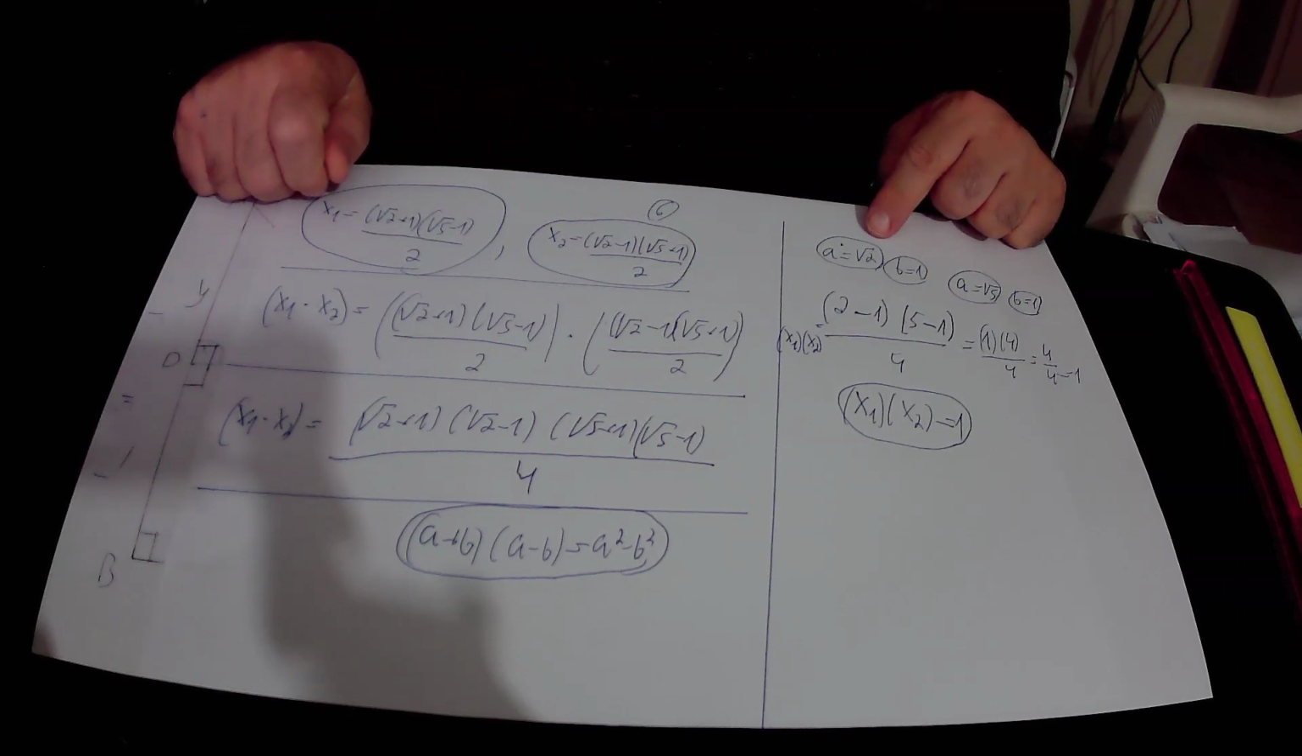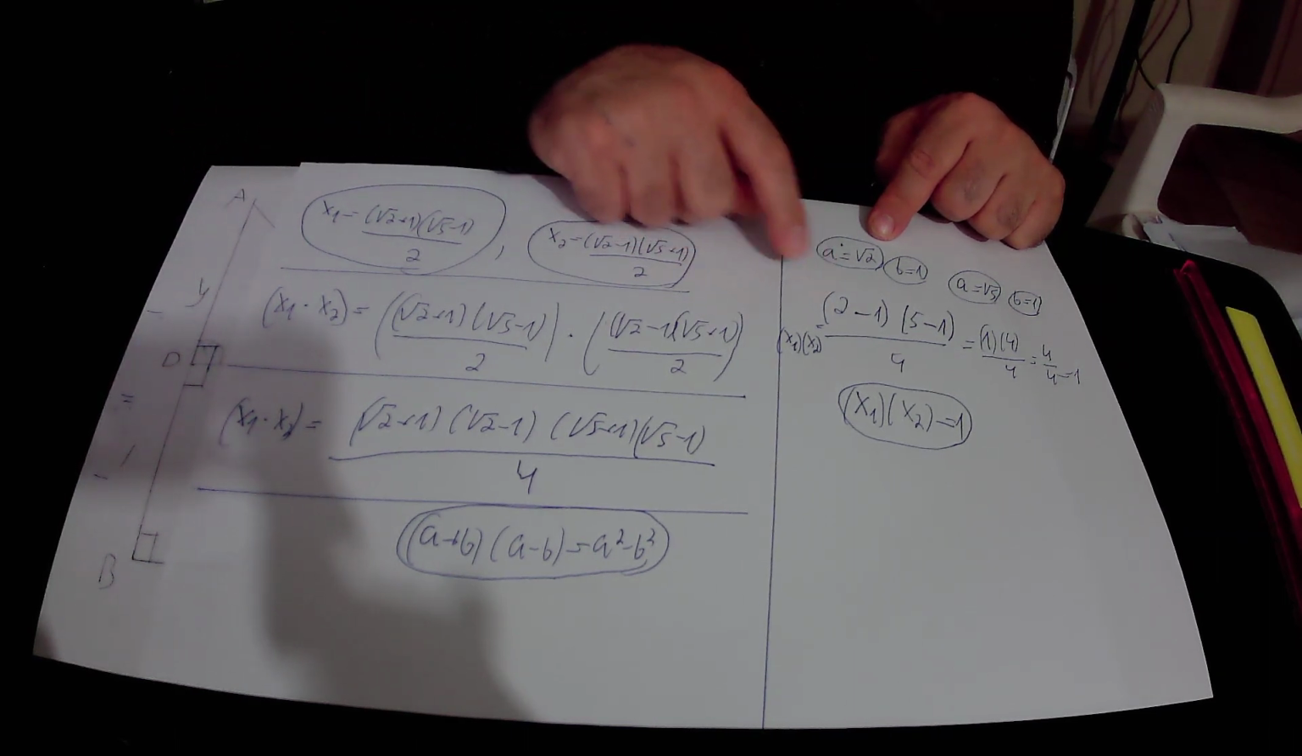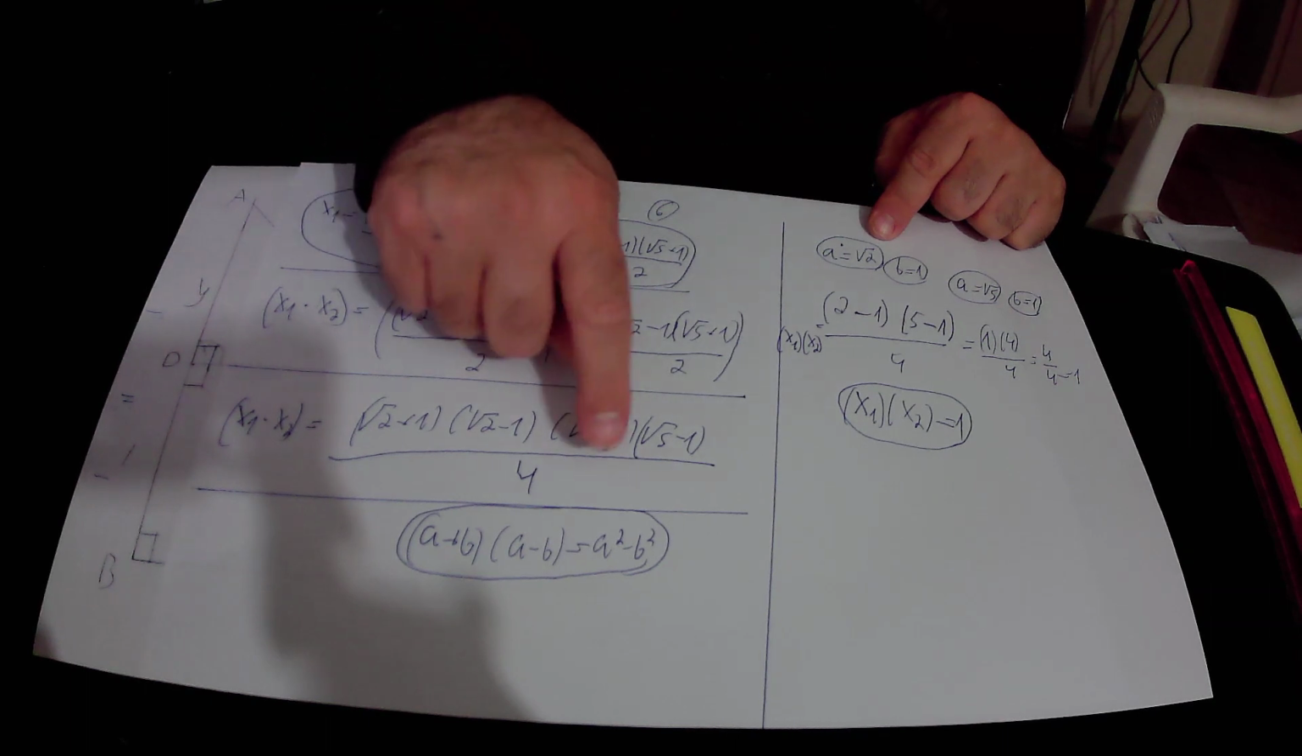So a equals square root of 2. Therefore, a squared is square root of 2 squared. Square root of 2 squared is 2. And we also have minus b squared.